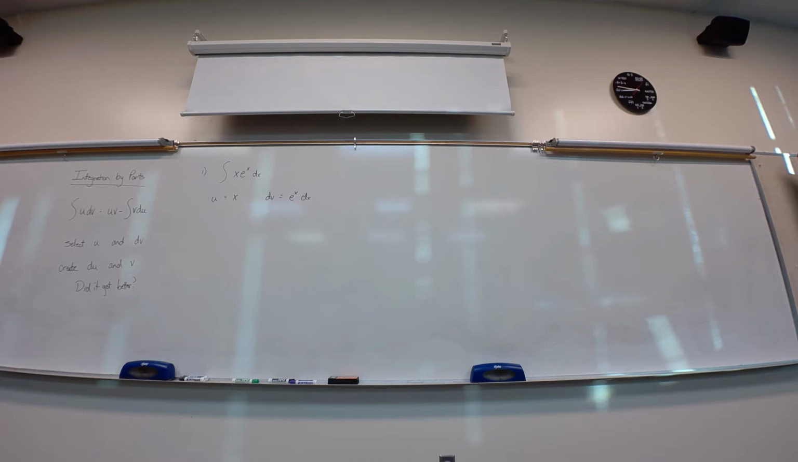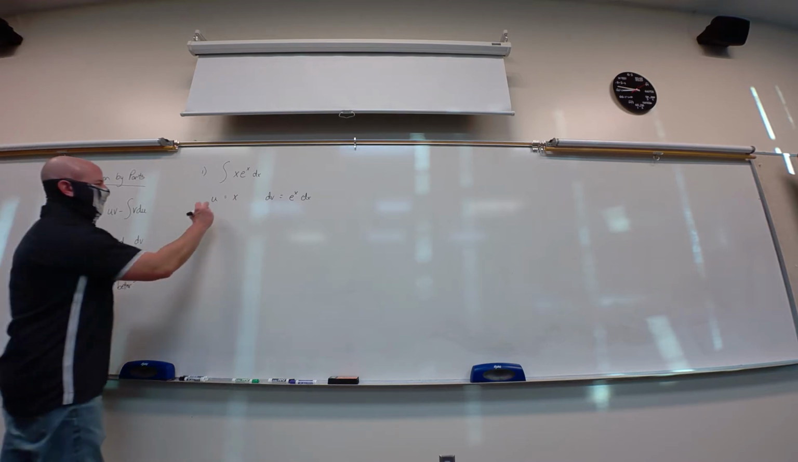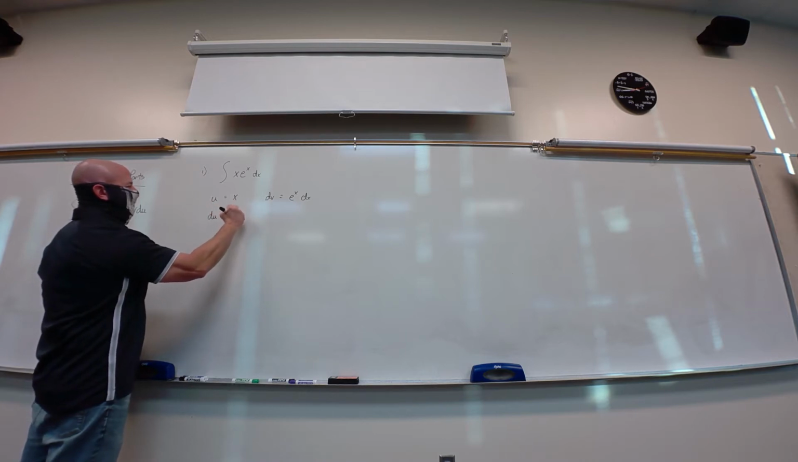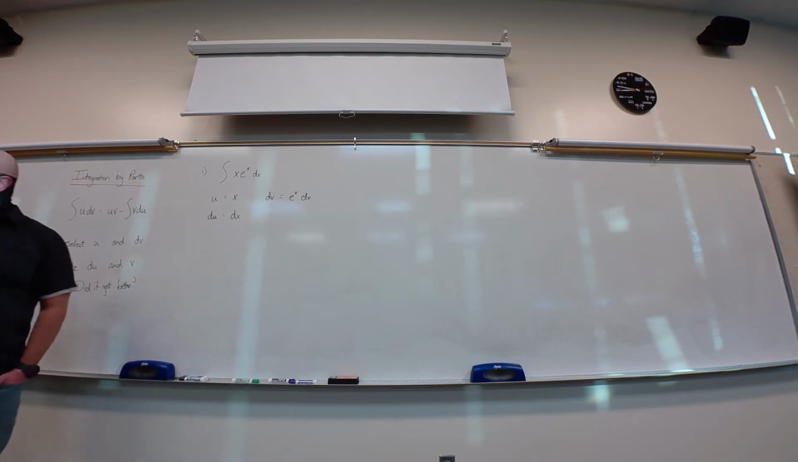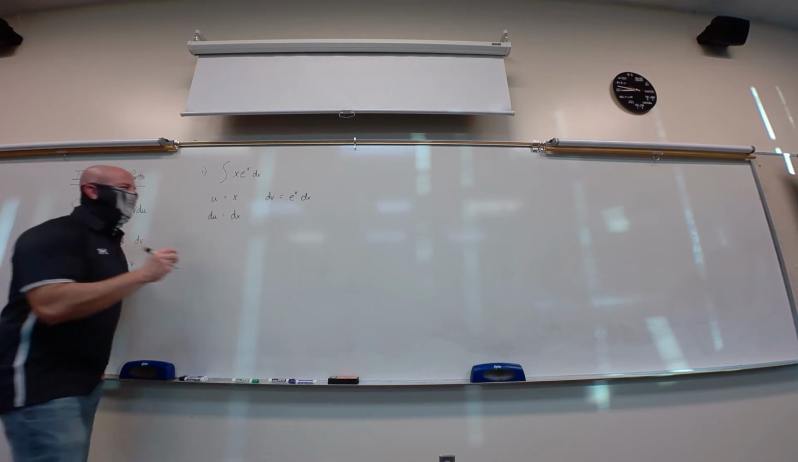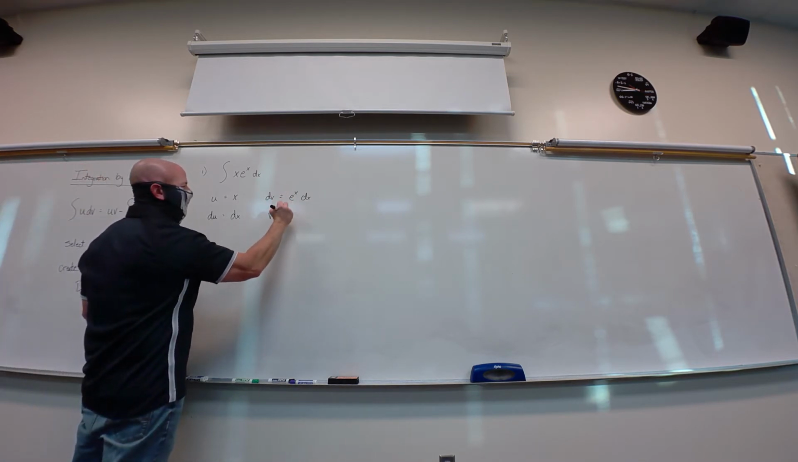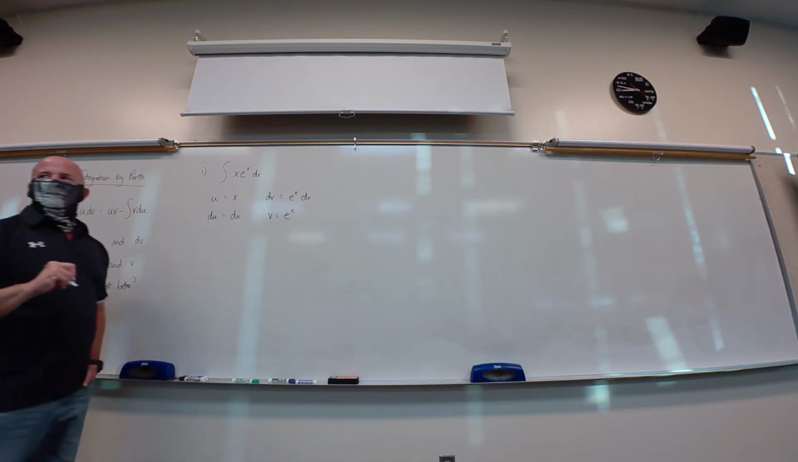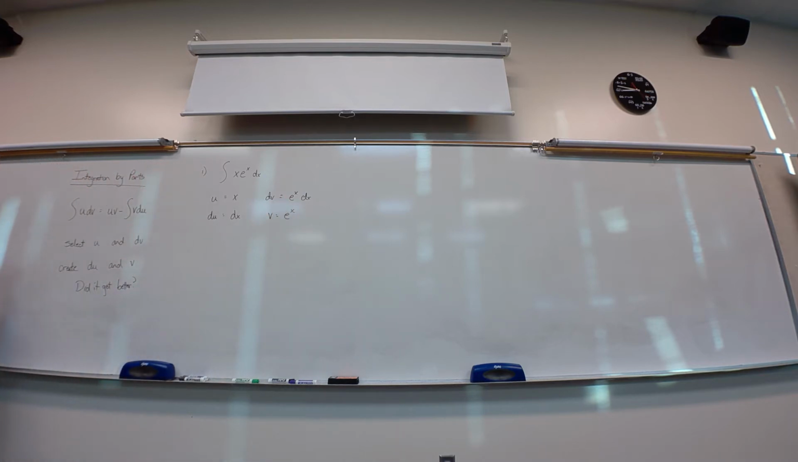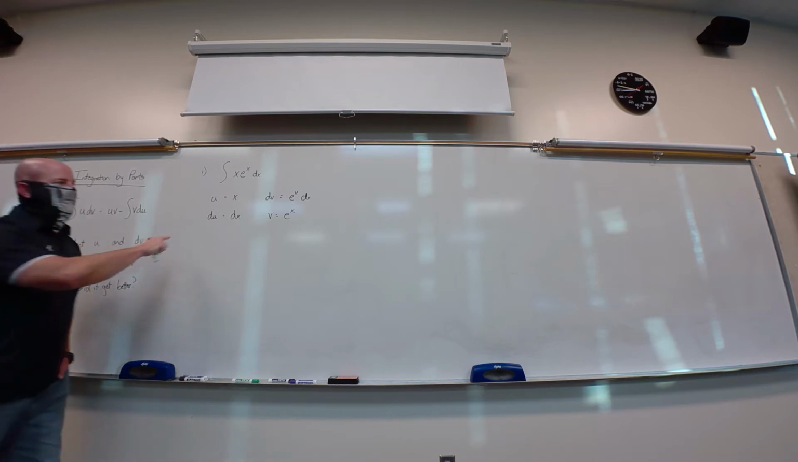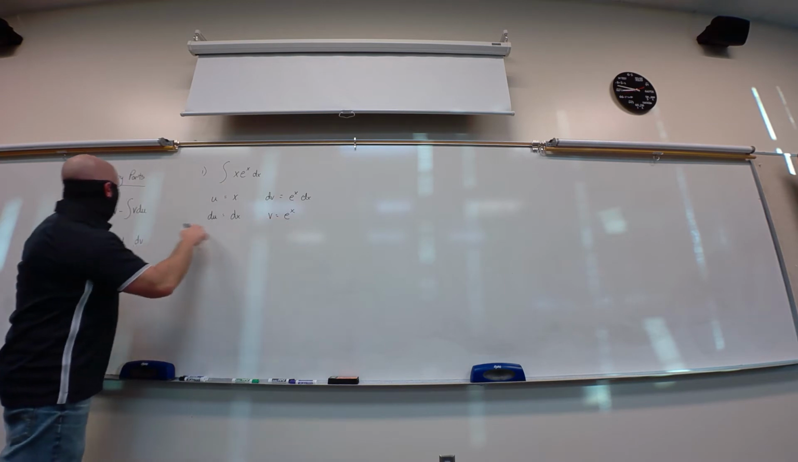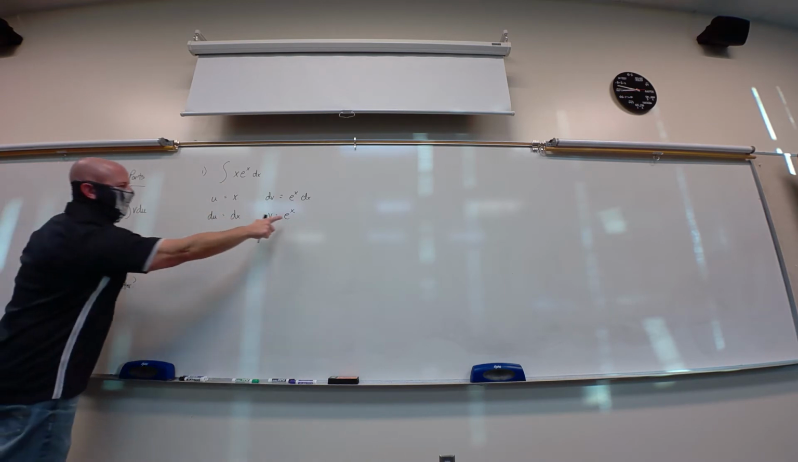So here comes du. du would be dx, or 1 dx. v would be the integral, so the integral of e to the x is e to the x. So now I'm going to rewrite using my parts and see if the integral part got any better. So I have the two different pieces. It's going to be uv. I have everything sitting right here. uv minus the integral v du.